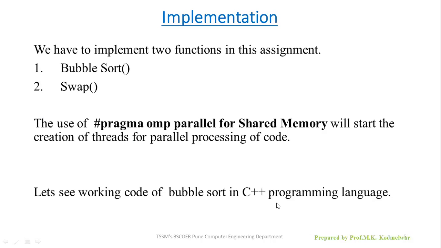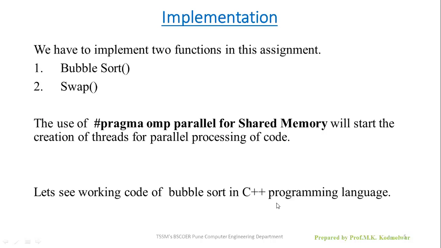Another thing we use is the pragma omp parallel for shared memory. This is the most important line we can find in our program. The code we write below it will run in parallel, so from here our parallelism will start. We will see which function we want to make parallel, so we will use this hash pragma omp parallel for shared memory in our code.